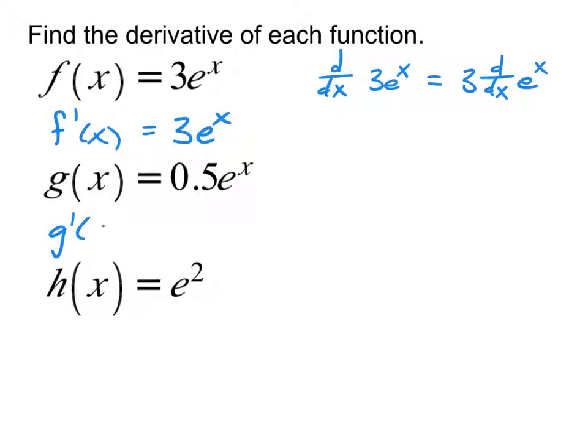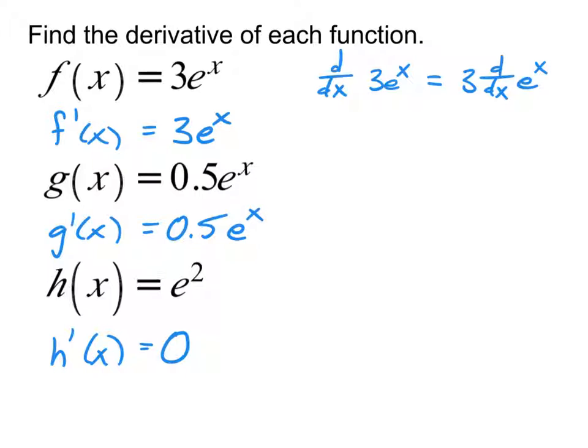So then for g prime of x, notice it's the same basic idea, except instead of a 3, it's a 0.5. So my answer will still be 0.5 e to the x. And then h of x, when I go to do h prime of x, it is not going to be e squared as our answer here. Because e squared is a number that you can calculate, right? Basically, e squared is just a fancy constant. You know, I can actually plug that in my calculator and see what decimal it equals. And what is the derivative of any constant?